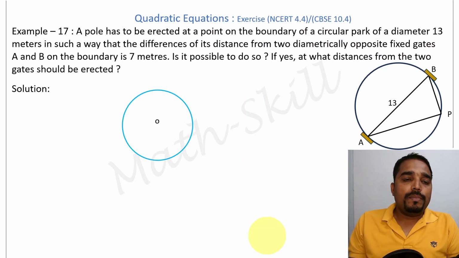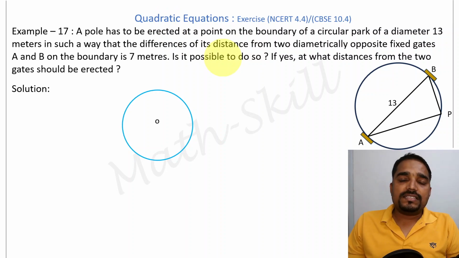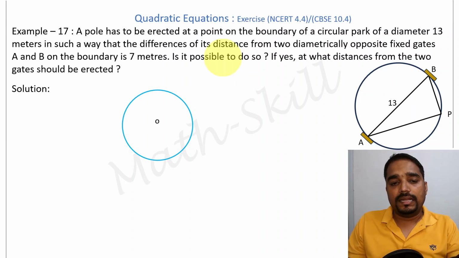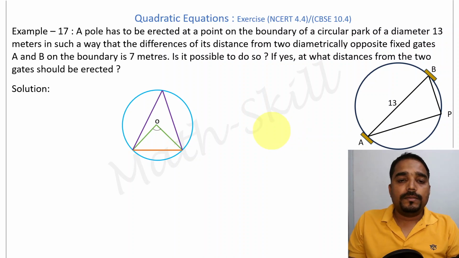Also, in order to build a quadratic condition, we will have to understand a certain concept related to the angle subtended by a chord with respect to the center and also with respect to the circumference. If there is a circle with center O, let us consider a chord here. The chord, which is orange colored, subtends a certain angle with respect to the center O. Also on the same side, the chord subtends some angle with respect to the circumference.